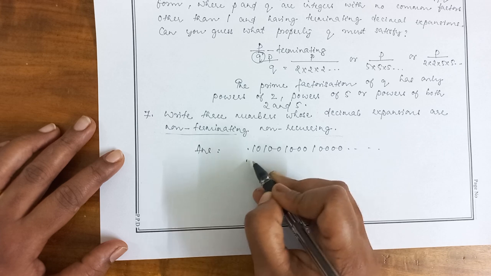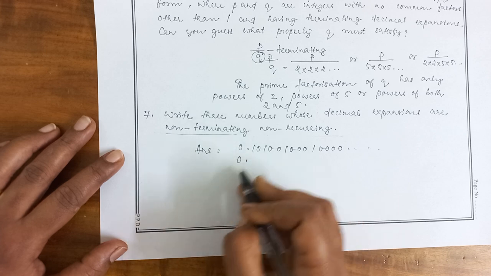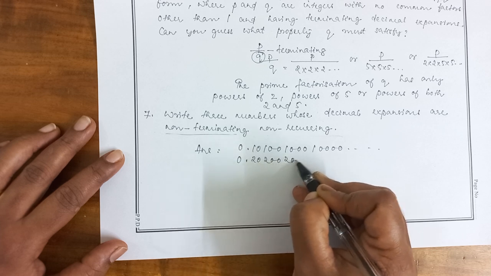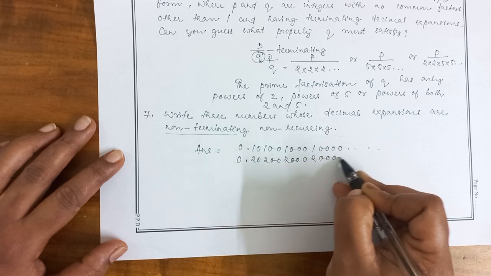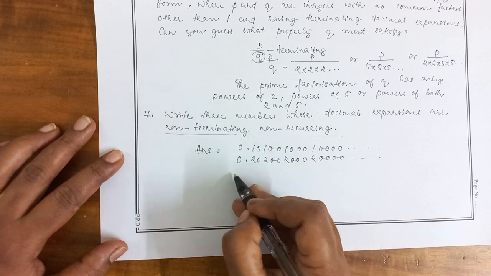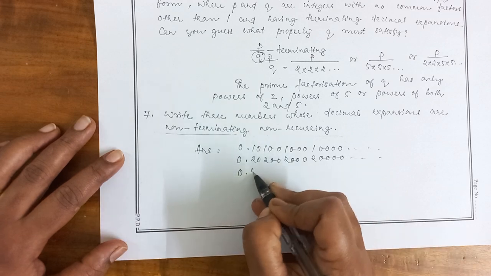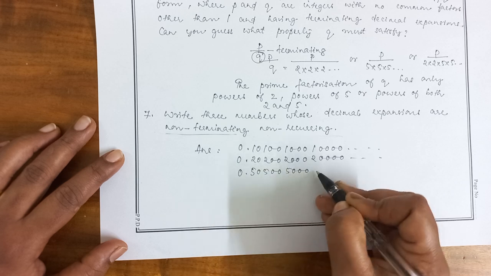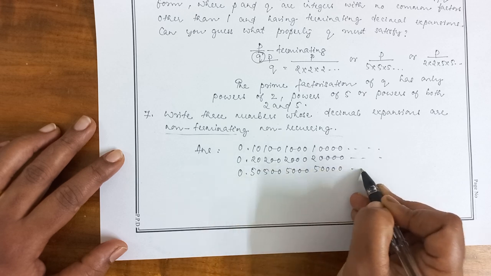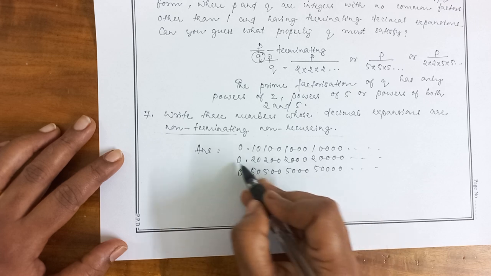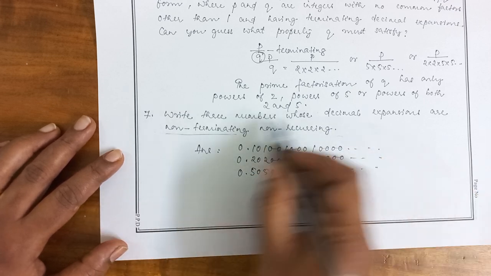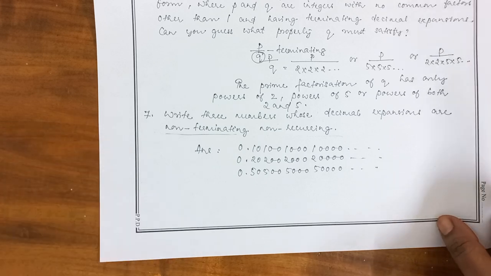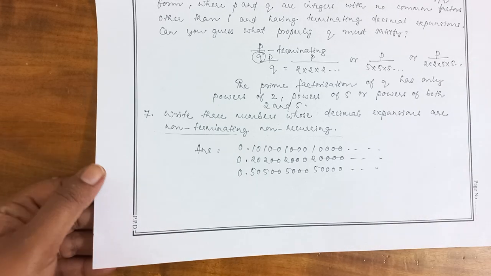And there can be like this. Let's put a 0 before that. 0.20200200020000 etc. Next, 0. Let it be 5. 50500500050000 etc. Isn't it? So it is non-terminating and non-recurring. You can write like this. This is a simple way to write numbers for questions like these, isn't it?